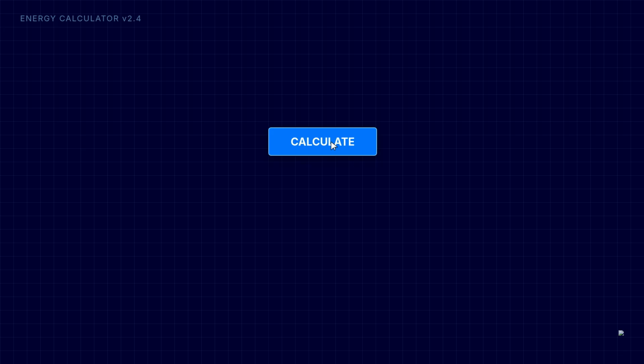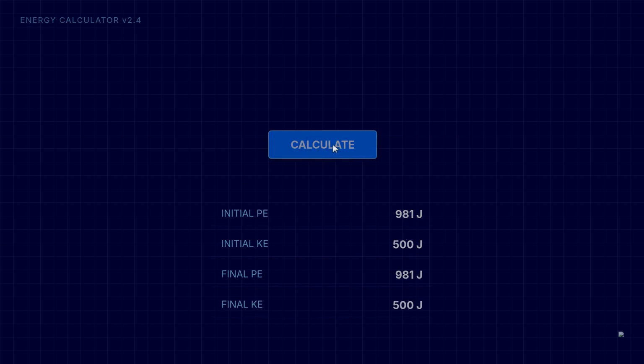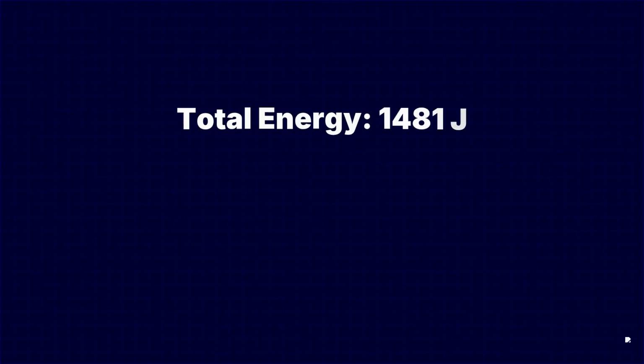Initial PE is 981 joules. Initial KE is 500 joules. Final PE is 981 joules. Final KE is 500 joules, giving us a total energy of 1481 joules.